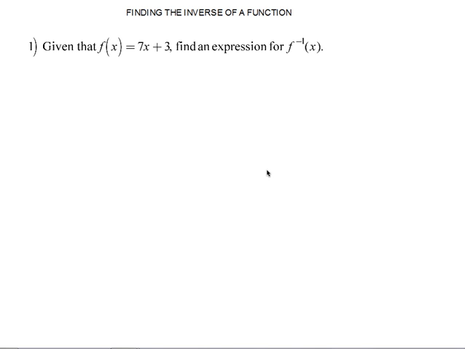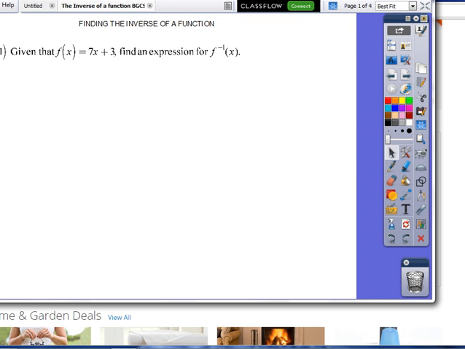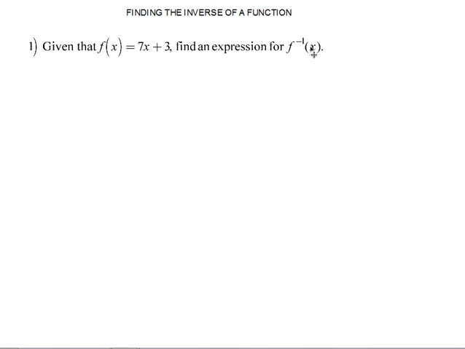In this video, I'm going to demonstrate how to find the inverse of a function. From your notes, you remember that the inverse of the function reverses what the function does, and the notation for the inverse of the function: if the function is f of x, then its inverse is written as f to the negative 1 of x, as seen here on this page. Okay? So how do we find the inverse of a function?